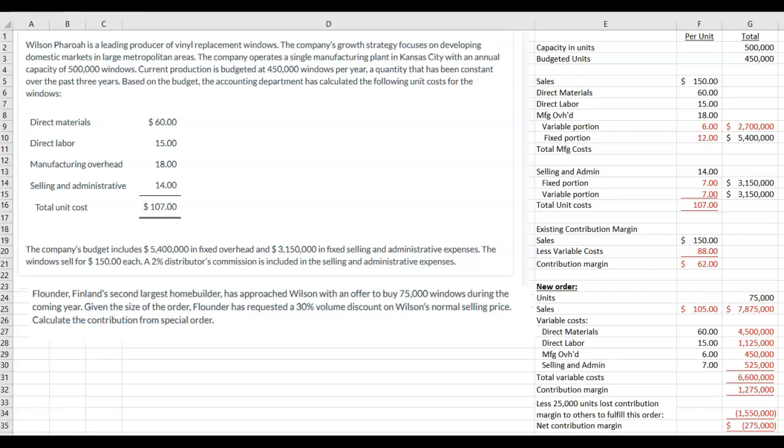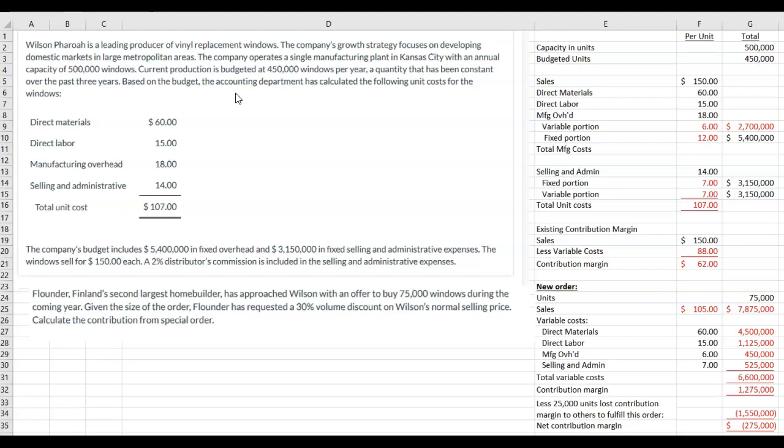Okay, hi everyone. This is a pretty interesting and challenging incremental cost analysis or cost volume profit analysis type of situation. So let me read it to you and then I'll walk you through my logic in solving this one. Okay, so on the top left of your screen here, you can see it says Wilson Farrow is a leading producer of vinyl replacement windows.